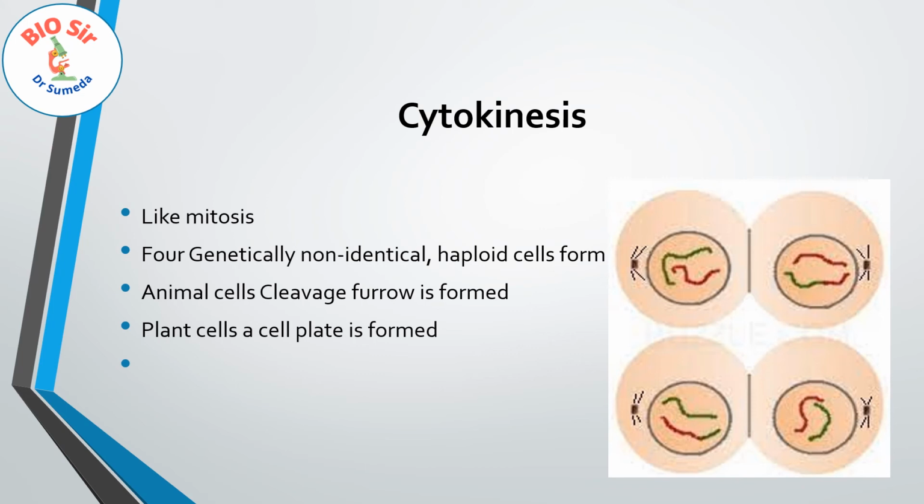Cytokinesis is also like mitosis again. In animal cells, a cleavage furrow is formed, and in plant cells it is a cell plate, and we will have 4 cells. Ultimately, we will have 4 genetically non-identical haploid cells.